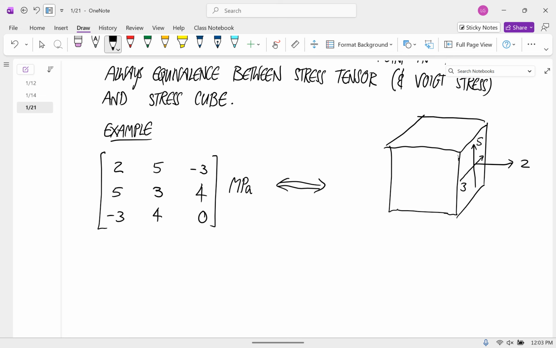The symmetry of this stress tensor means that there has to be a matching 5 megapascal value there, a matching 3 megapascal value here. Then we have 3 going this way, 4 going this way. The symmetry says we also have to have a 4 going this way. And then 0 in the z direction on the z face.